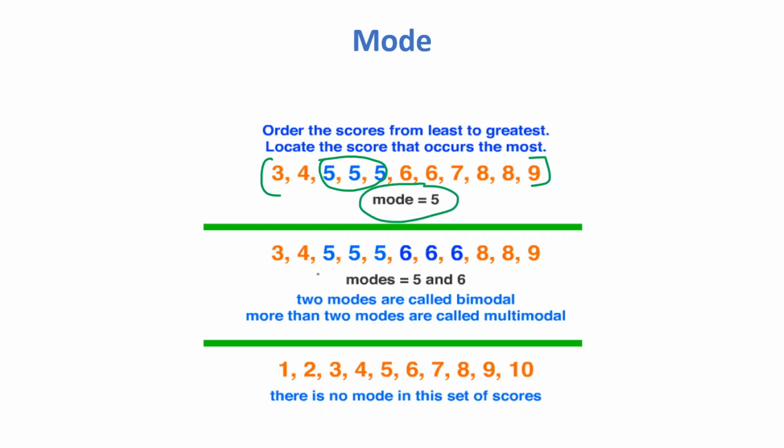Let's take the same data set, and if two values are occurring the same number of times, say 5 and 6, so both values are occurring the same number of times, then the mode would be these two values, 5 and 6, and this is called bimodal. If more than 2 values are occurring the same number of times, that is called multimodal.